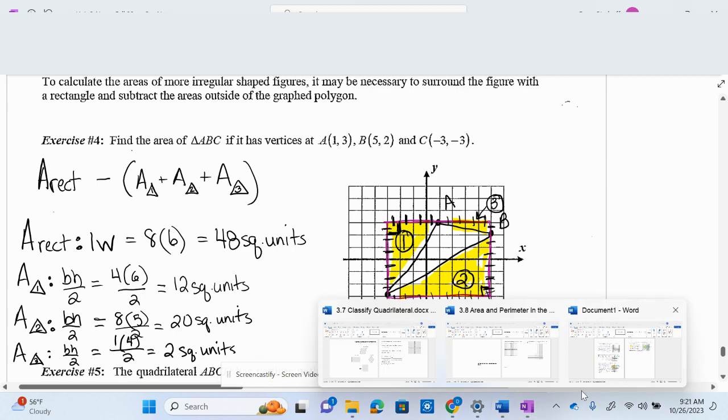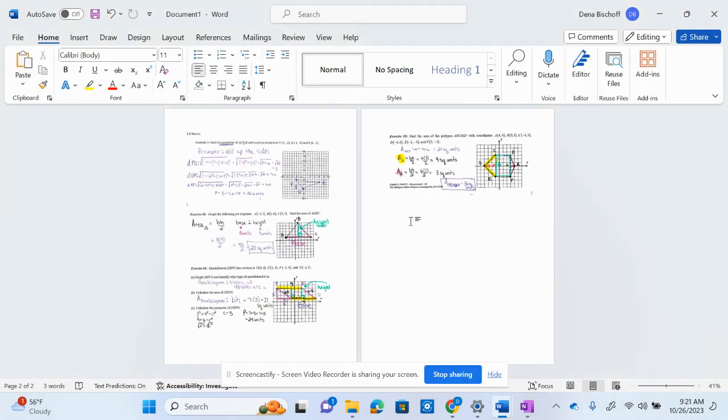My OneNote's trying to have a heart attack, but we're not going to let it. We're going to make it keep on going. Last example.